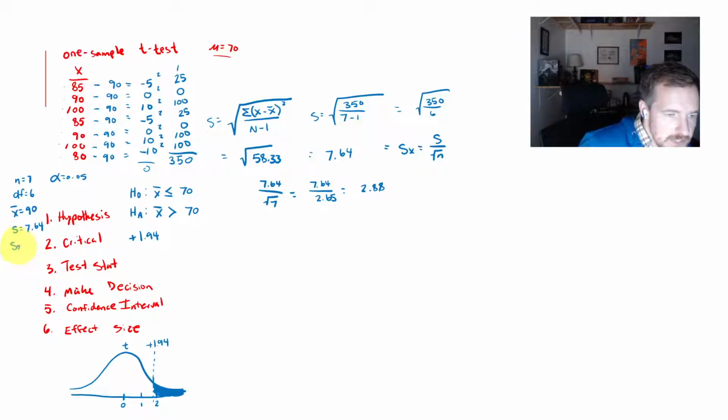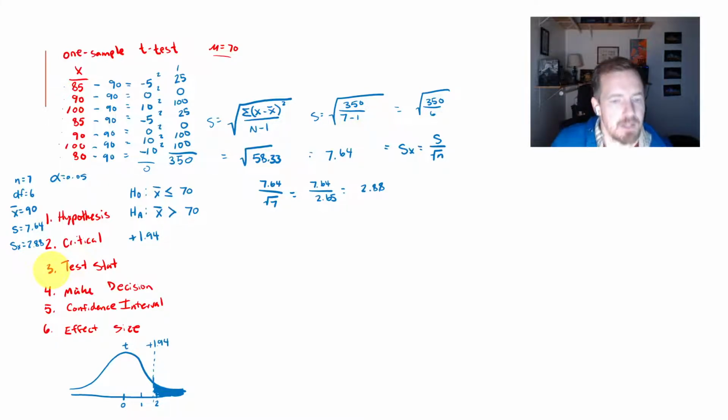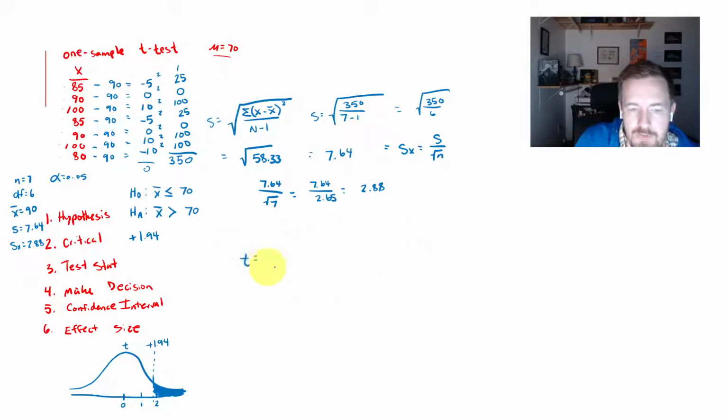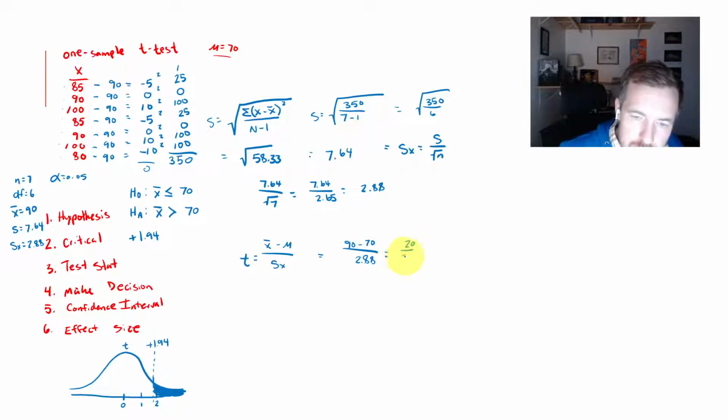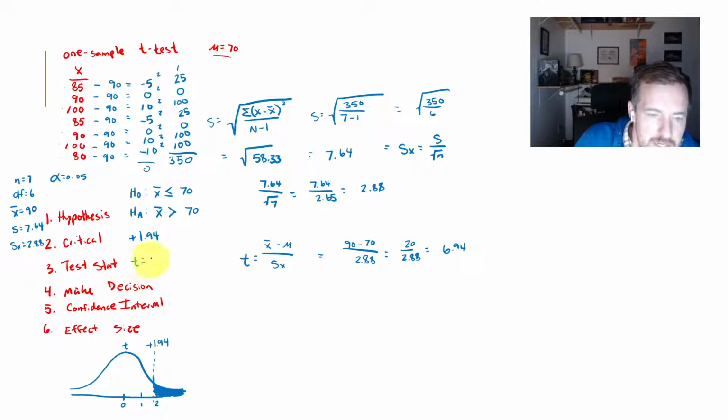And again, I'm going to throw this in over here. I always like to make these little lists just in case I can go back and plug stuff in. I don't have to search for it. All right, so our test stat. We can plug into our t formula, which if you don't remember is x bar minus mu over the sampling error. So if I plug that in, my mean is 90, my test value is 70, divided by the sampling error, which is 2.88, which will be equal to 20 over 2.88, which is going to be 6.94. So we got 6.94 as our t critical. So our test stat, we would say, is 6.94.